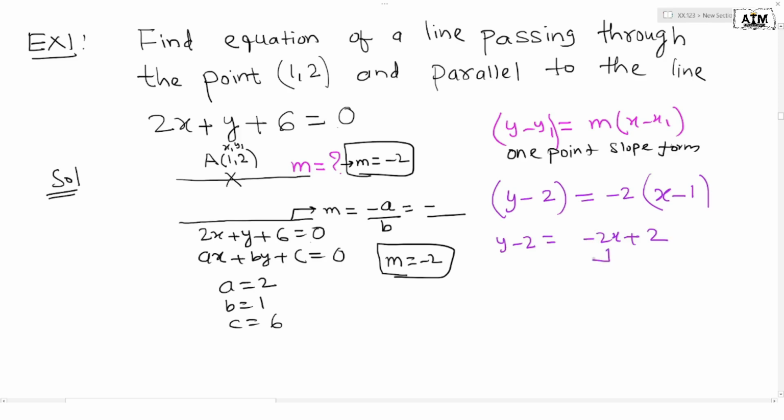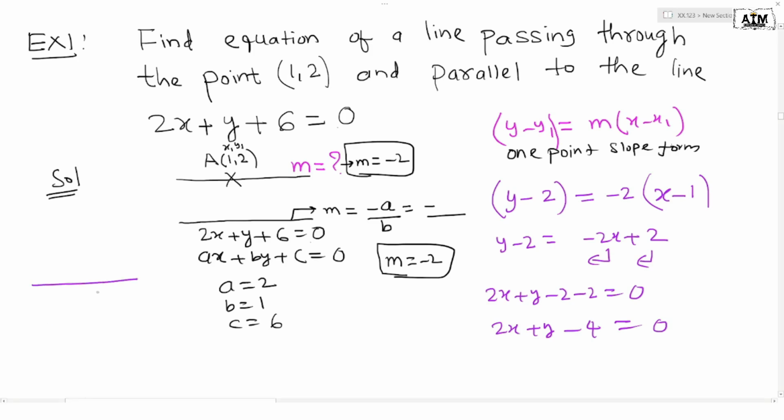So bringing both the terms to the LHS side, we get 2x plus y minus 2 minus 2 equals 0. So we get 2x plus y minus 4 equals 0. I would like to tell you one important clue.